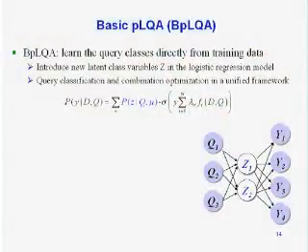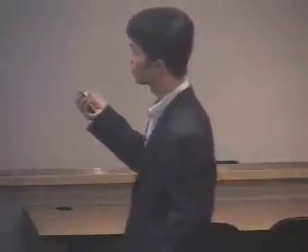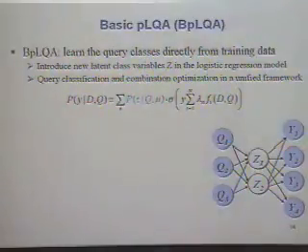Okay, so let's start with the basic version of the probabilistic latent query analysis. The basic idea is that we introduce a new latent class variable into the logistic regression function, which is here. In this formula, we are doing two-step processing. First, we sample the query class variable from a multinomial distribution depending on the query. And then we use the corresponding weighting to combine the knowledge sources.